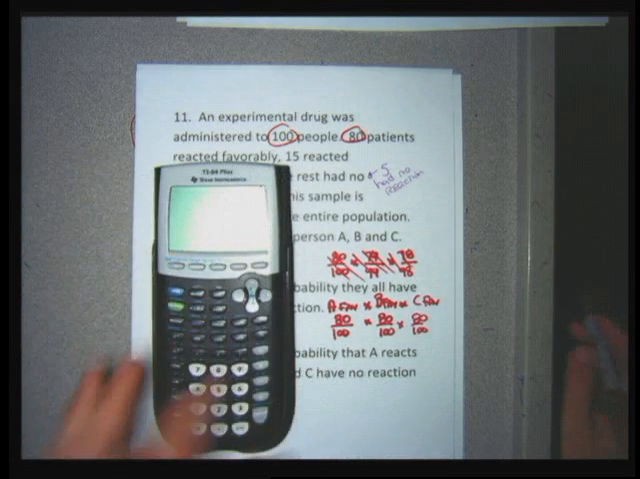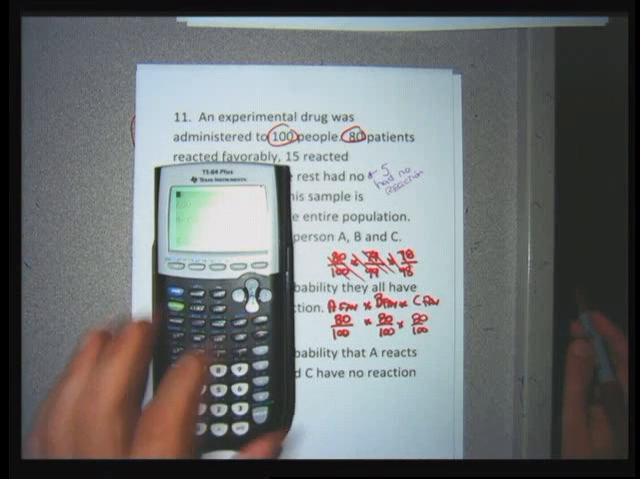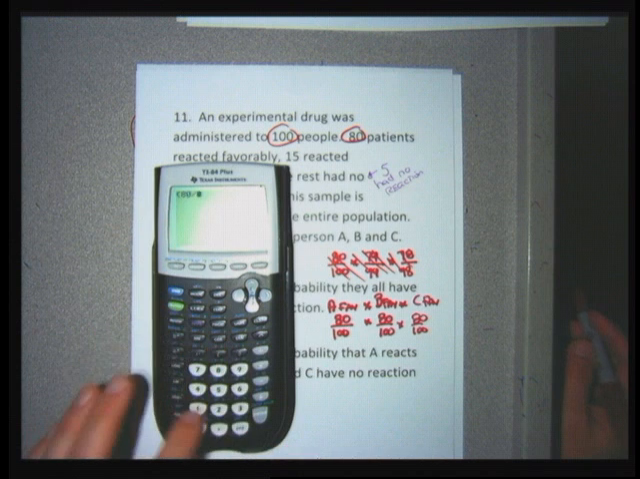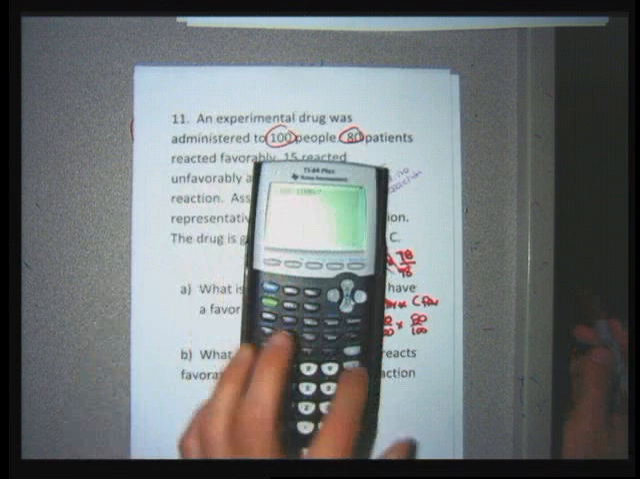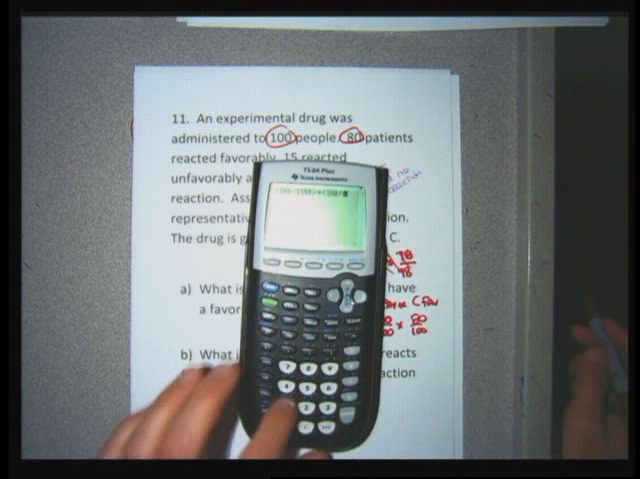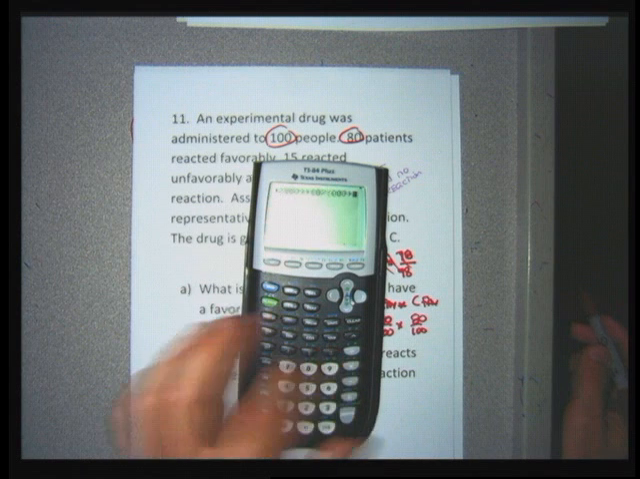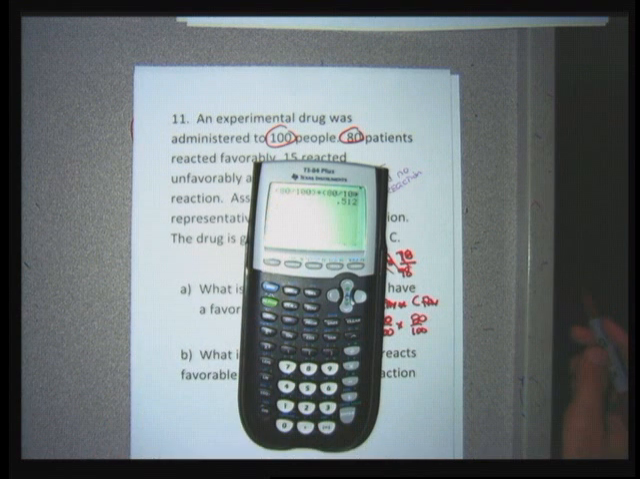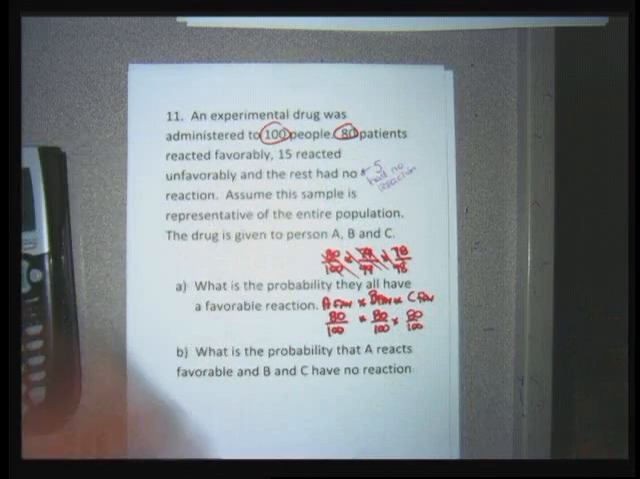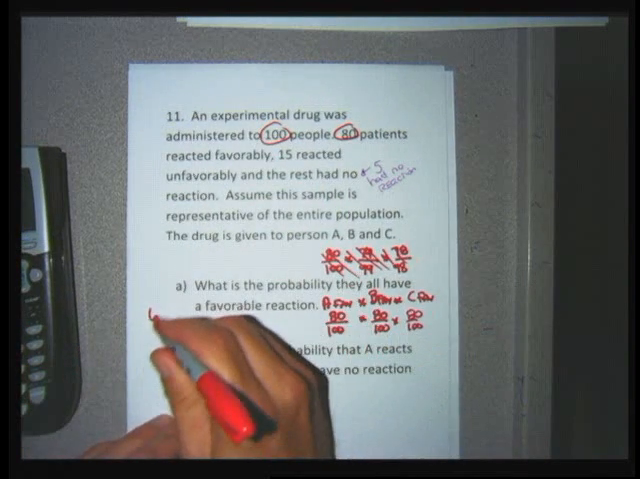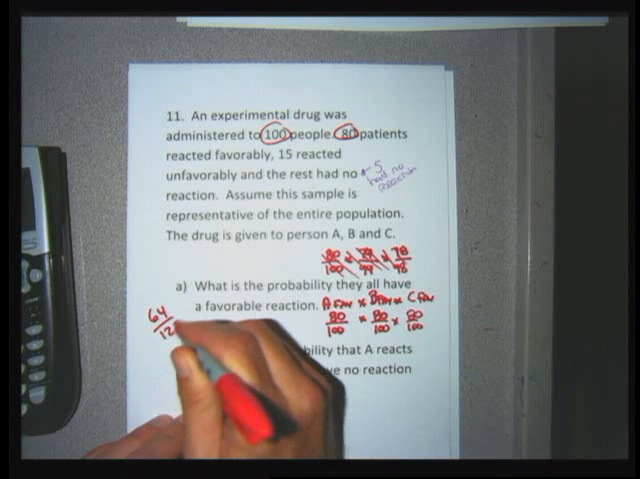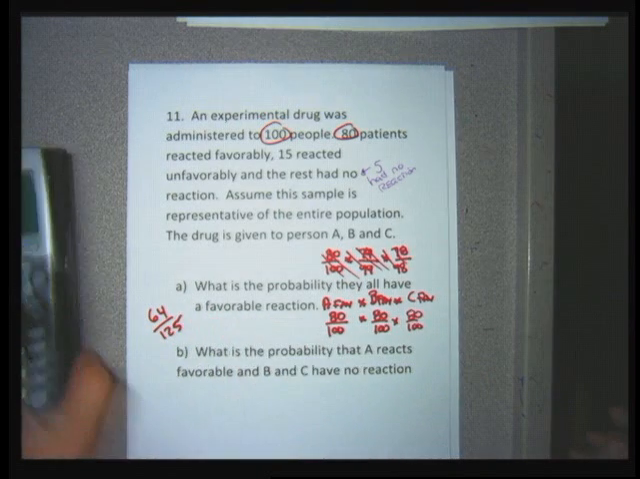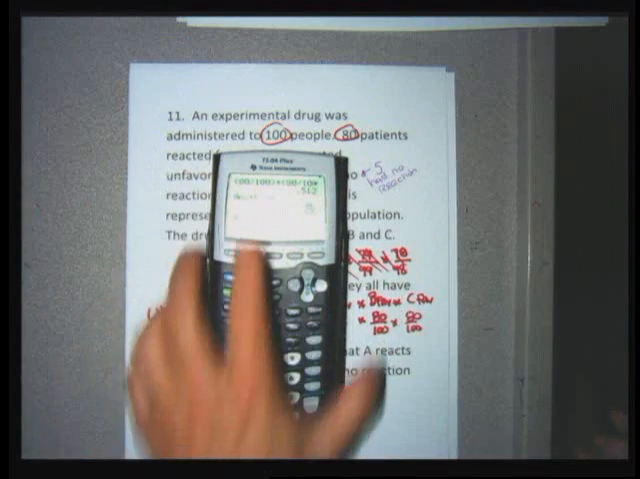So I'll cross that out because it's not what the author wants. And I'll do the work that the author wants me to do. I'm going to go parentheses 80 divided by 100, parentheses, times, parentheses, 80 divided by 100, times, parentheses, 80 divided by 100. Enter, get an ugly decimal, math, enter, enter. And my calculator tells me that the answer to part A should be 64 over 125. So the probability is just over 50% that all 3 of the test subjects react favorably. So it's 51.2% to be exact.